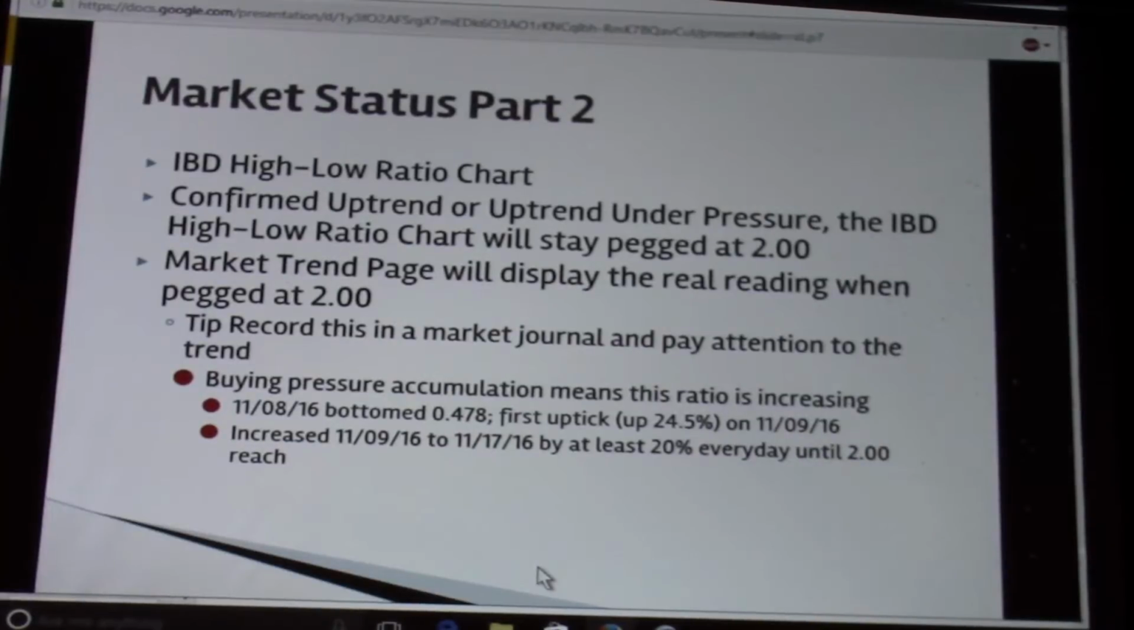All those stocks were heading towards their 200-day moving average after being in firm uptrends, well above the 10-day moving average, well above the 21-day, well above the 50. And now they were breaking down, going to the 200. You're not going to make money if that's how you're investing, okay? So the buying pressure accumulation means the ratio is increasing. And it bottomed on November 8th, the election day.